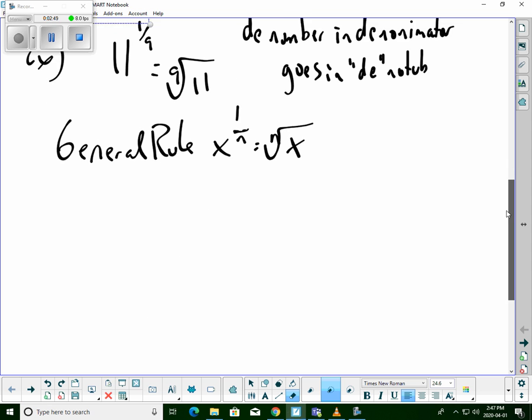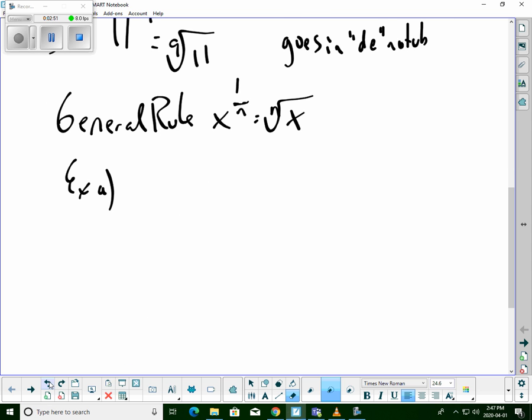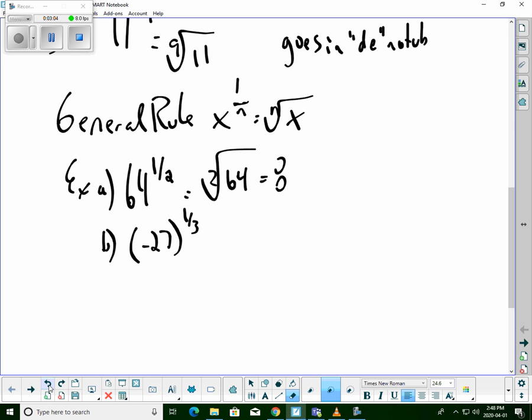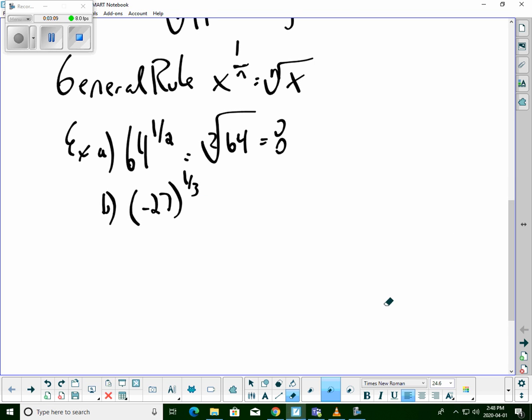So for example, if I have 64 to the 1/2, well, that's just saying square root of 64, which you know is, yeah, it's 8. Or let's see, if we're taking the cube root, because it's a 3 there, and of course 3 is cube, of negative 27. Wait a minute, we can't take the square root of a negative number. This is not a square root. It is a cube root. What number times itself 3 times gives us negative 27? Well, that's negative 3.